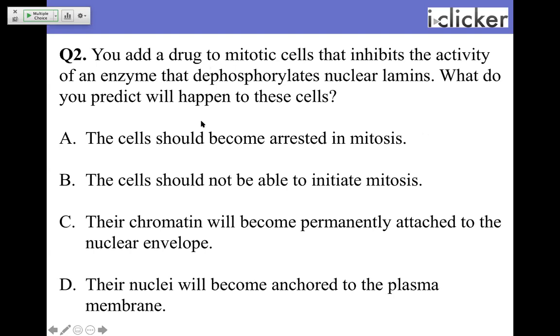The inability to dephosphorylate won't have anything to do with linking the chromatin to the nuclear envelope, won't have anything to do with the nuclei interacting with the plasma membrane. They never do that. Right, so this is what we're talking about, and we're getting ready to actually talk about the cell cycle and regulation of the cell cycle a couple of chapters from now, where affecting the assembly of nuclear lamins is one of the roles of some proteins that regulate the cell cycle, the cell moving from interphase into mitosis and proceeding through mitosis.